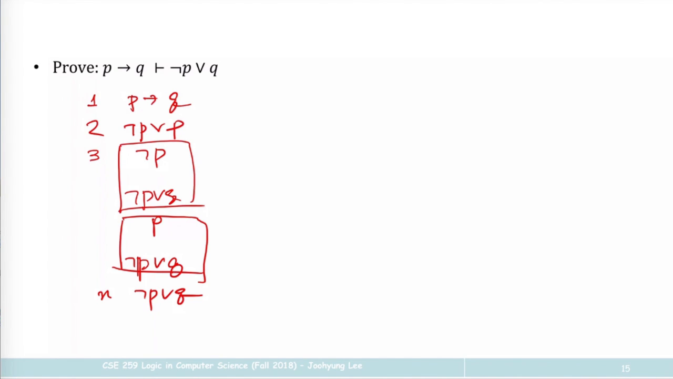How do we close the gap in the first box? That's OR introduction from line 3. Good. That's done for the first box. Okay, how do we do the second box?